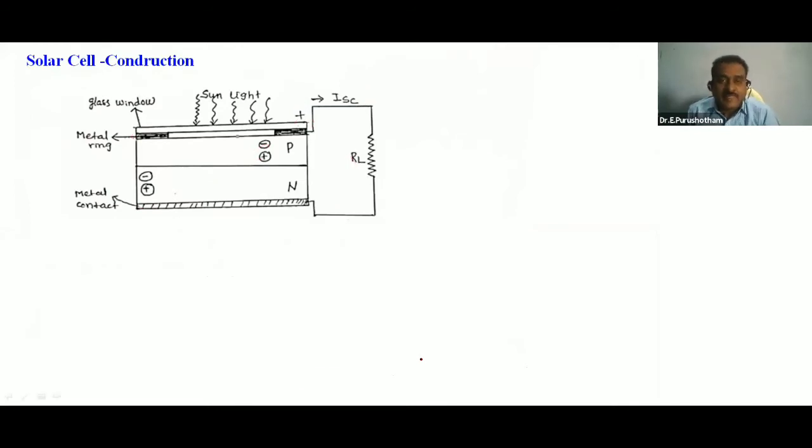Construction, simply you can write in your own words. What I am saying: the PN junction diode is kept in a glass box. Around the P type and also N type, a metal ring is arranged. The top metal ring behaves as positive terminal, the bottom metal ring behaves as negative terminal. This positive terminal and negative terminal are connected to the load resistance. At the top of the P type metal ring, a glass window is arranged.